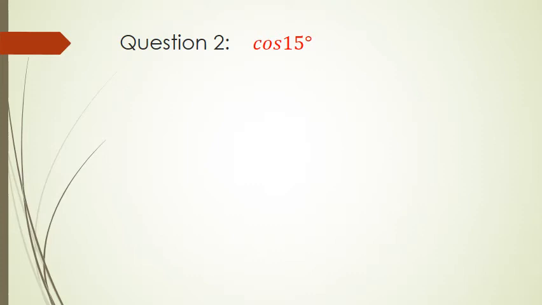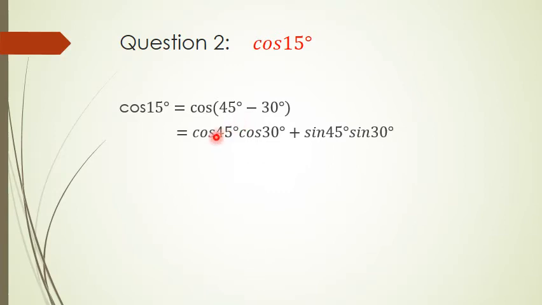Question number 2. We are required to evaluate cos 15 degrees without the use of a calculator. As in the previous example, we express 15 as 45 minus 30 degrees. You might as well use 60 minus 45. Then we expand using the compound angle formula for cosine. That's cos 45 cos 30 plus sine 45 sine 30.